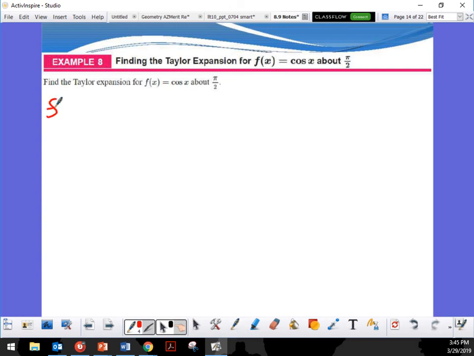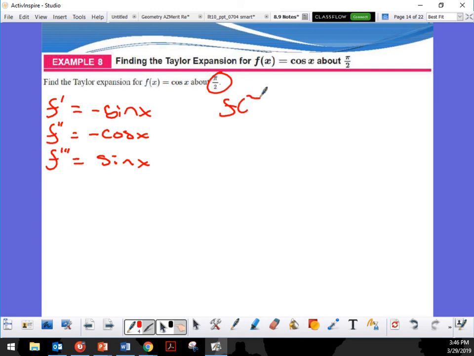So now let's go through by derivatives. It's going to be f prime is negative sine x. F double prime is negative cosine of x. F triple prime is sine x. Is that all we need? Basically. All right, so it's about this. So now it's going to be f of pi over 2. So sine at pi over 2.